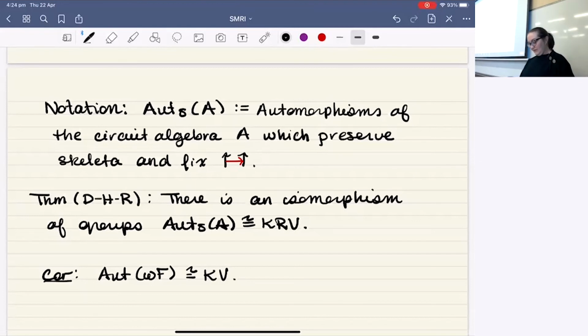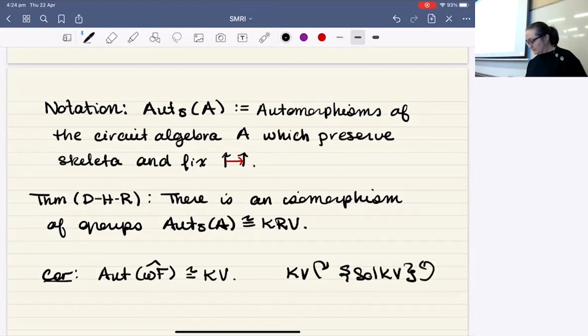And similarly, the automorphisms of foams, I'll put the hat there, the completion of the foams, because it better be algebraic, that's going to be this multiplicative version, this other symmetry group here. And they're sort of non-canonically isomorphic groups that act here. All right, so I had my solutions to the KV problem, and here is this graded KRV.